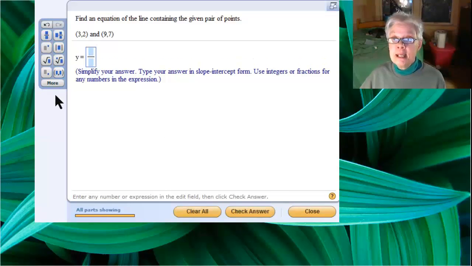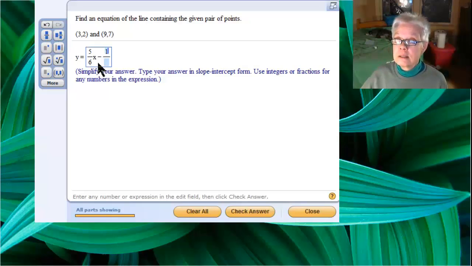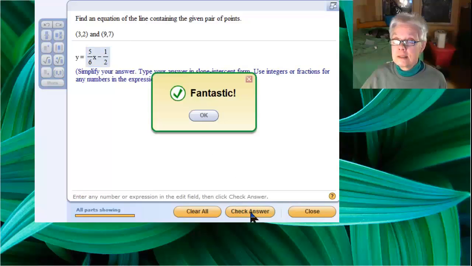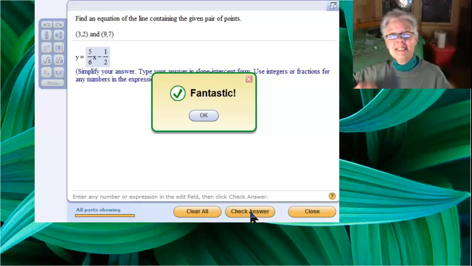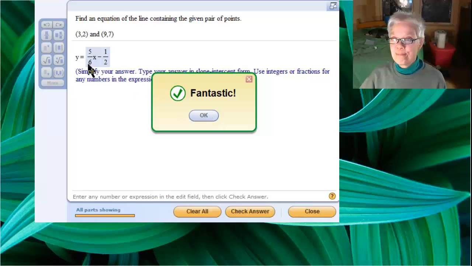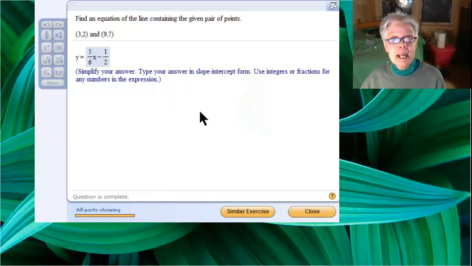Now let's type this into the answer box, and notice I use the fraction tool. 5 over 6, use the right arrow key to move to the right, then type x minus, fraction tool, 1/2. Ta-da! All right, the slope is 5/6, the y-intercept is negative 1/2.